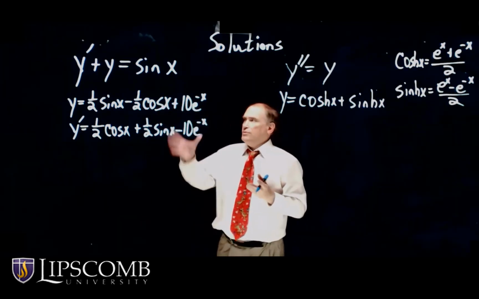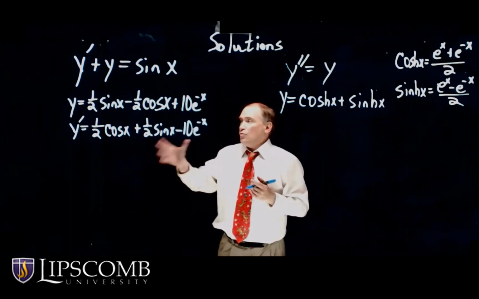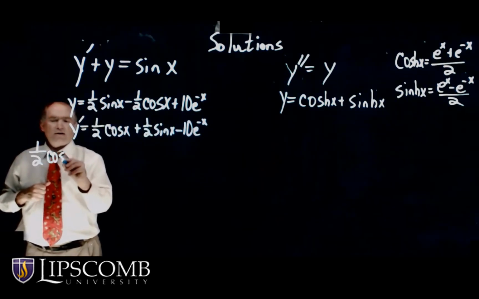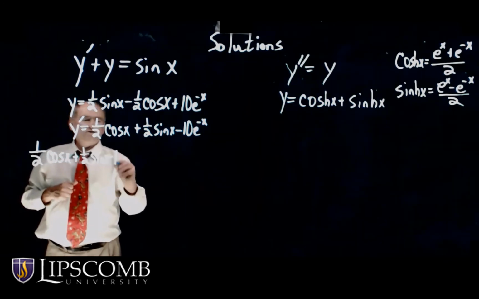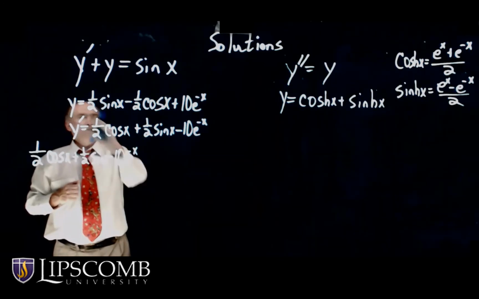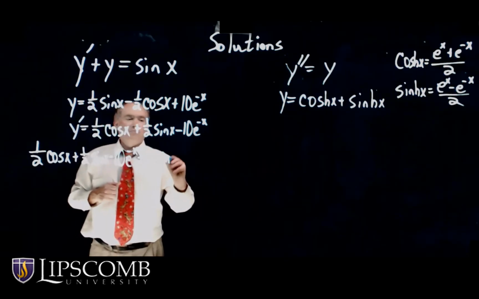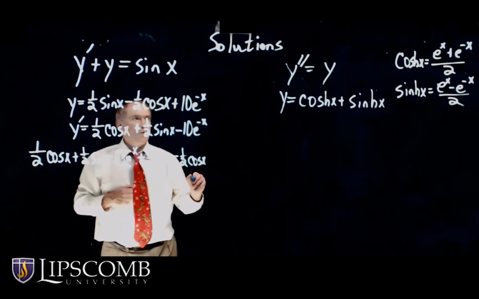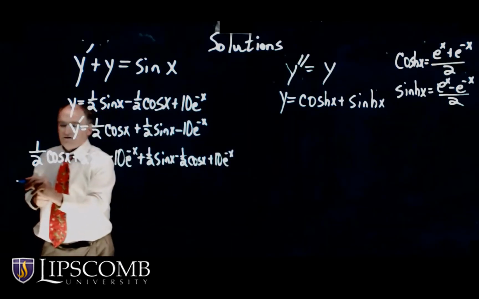Now I want to take these two and plug them up here and see, do I get sine of x? So y prime would be 1/2 cosine x plus 1/2 sine x minus 10 e to the negative x. Now I'm going to add y here. So I'm going to take this and add 1/2 sine of x minus 1/2 cosine of x plus 10 times e to the negative x. Let's see what we get.